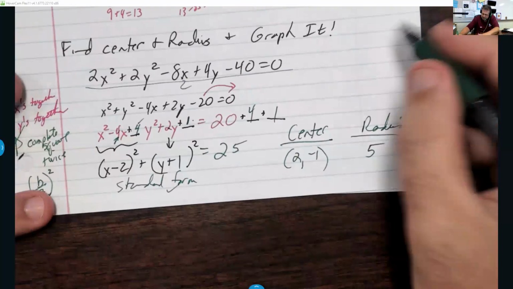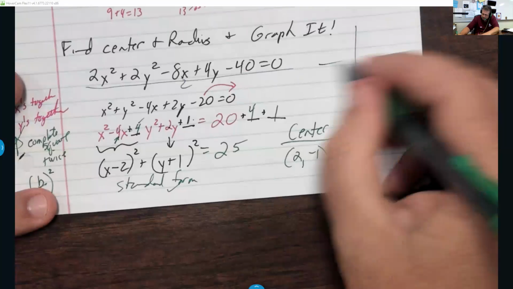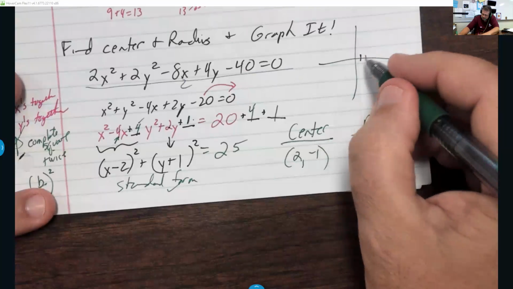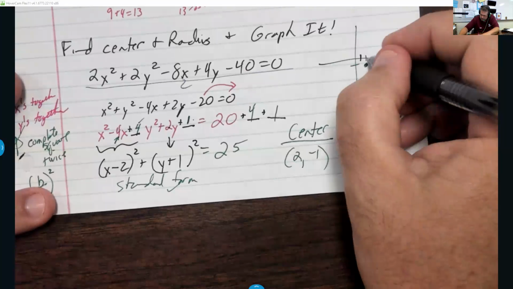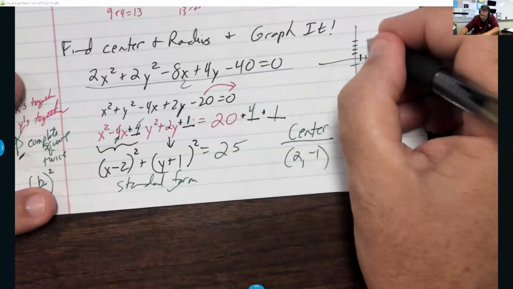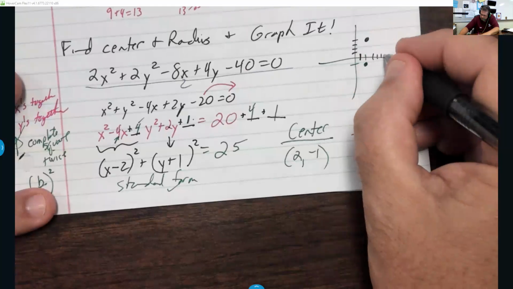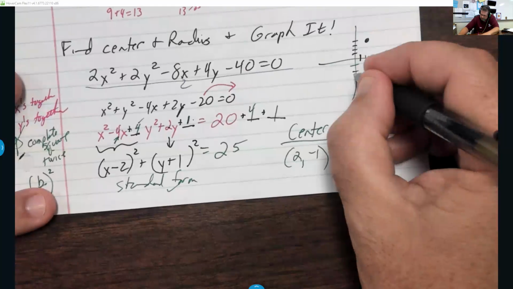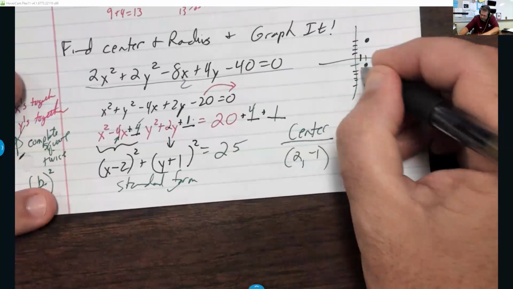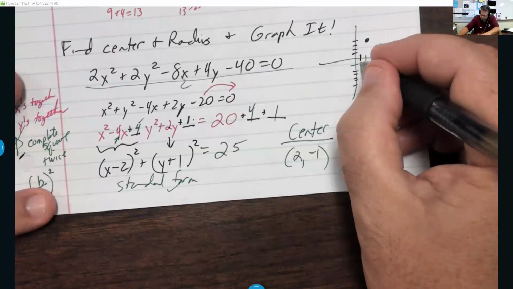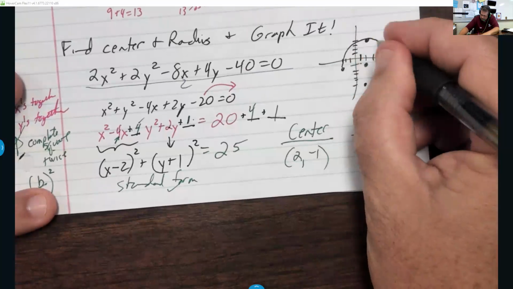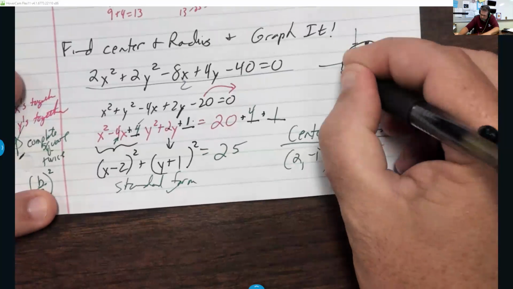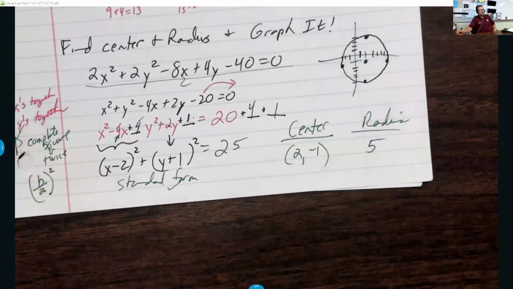And I can actually graph it. We're going to go 2, negative 1. There's my center. We're going to go up 5. 1, 2, 3, 4, 5. Right 5. 2, 3, 4, 5. Down 5. Left 5. 1, 2, 3, 4, 5. And there is your circle. And we have our circle made.